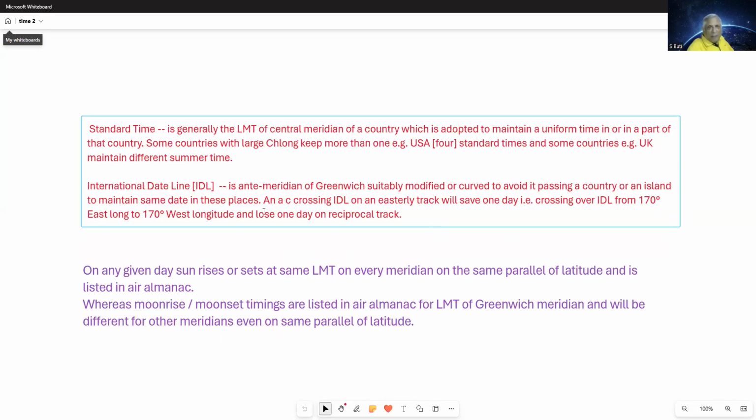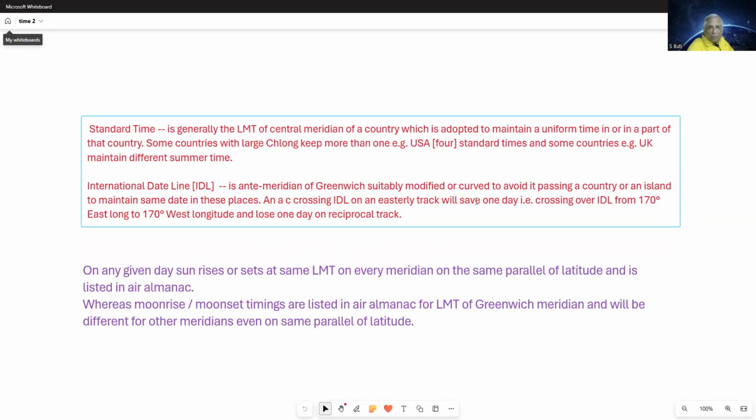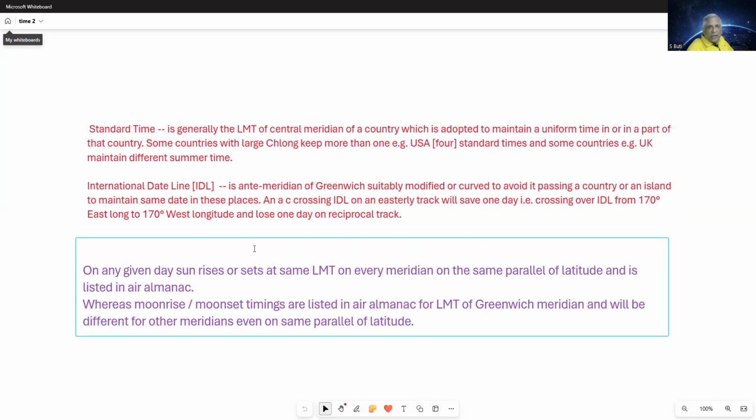So coming back to the International Date Line, once again, on an easterly track, you will gain one day, you will go to the previous day, and on a westerly track, you will lose one day.